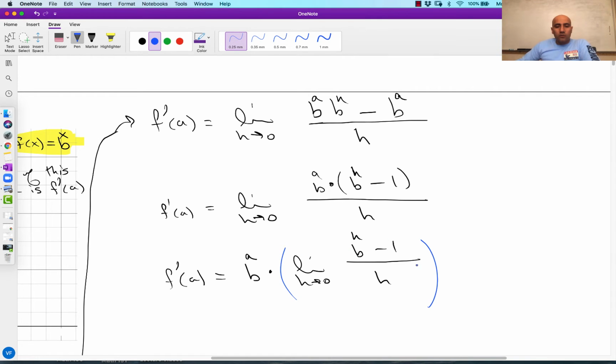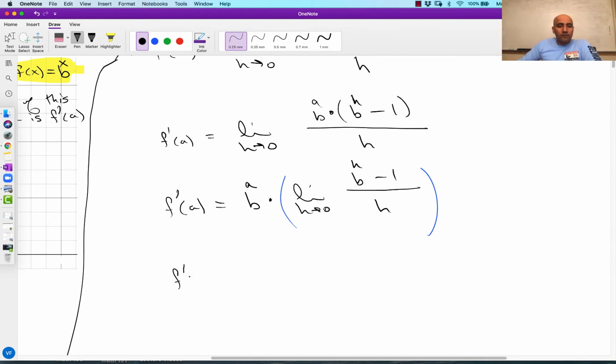Okay, now what in the world is that? Well, let me rewrite it just a little bit more. F prime of a equals b to the a power times the limit as h approaches 0 of b to the, I'm going to insert this in here as 0 plus h. We're allowed to do that, right? You can always add 0 to anything. Doesn't mean anything. H plus 0 is the same thing as h.